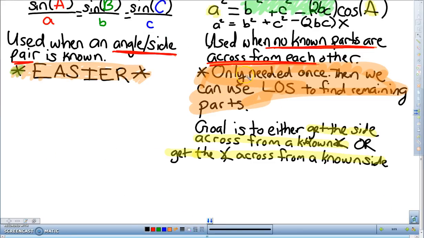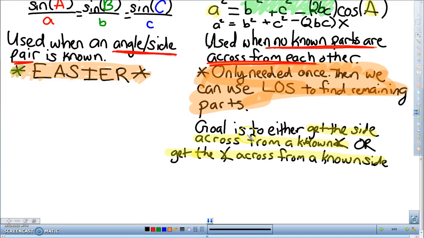If we do need to use law of cosines in order to solve the triangle, it's really only needed once. Once we use law of cosines once to find a piece of the triangle, then we can use law of sines to find the remaining parts. I know this is kind of throwing a lot at you right now, but I'm going to go through some examples and we'll see what exactly I mean by all this.